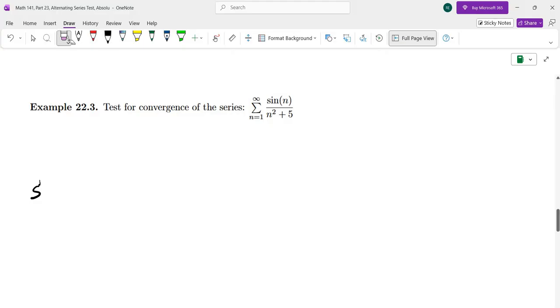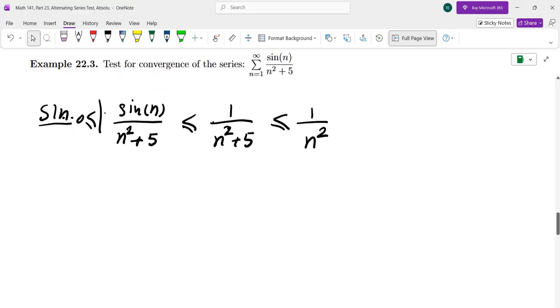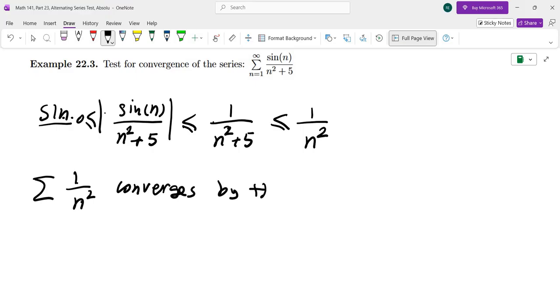So if we look at this series, it's difficult to find out whether the series converges or not until we take the absolute value. So if we take the absolute value of that, we can compare this with 1 over n squared plus 5. But then this is also less than or equal to 1 over n squared. So what does it mean? It means I can use the comparison test. So we're going to have to use basically the p-test first. So the sum of 1 over n squared converges by the p-test, and here p is equal to 2, which is greater than 1.